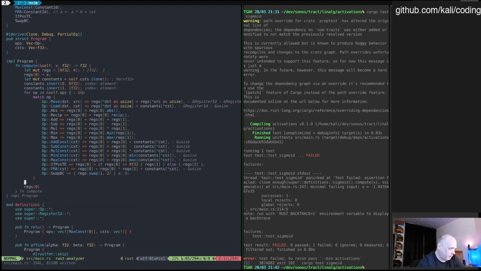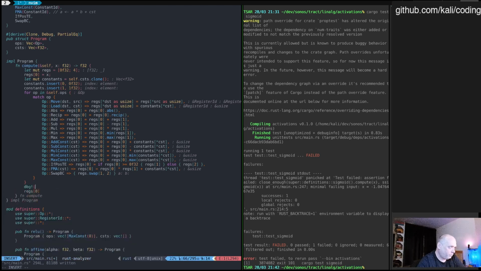So, debugging. I'm going to print the registers, and I'm also going to print the op, because if I can't see the op, I don't know where we are. All right.